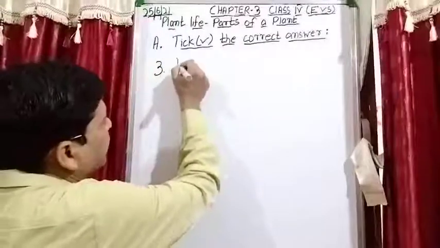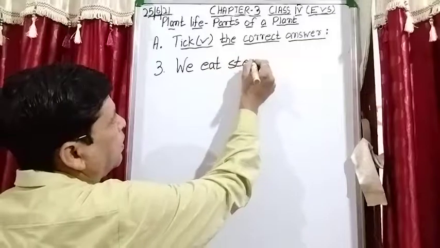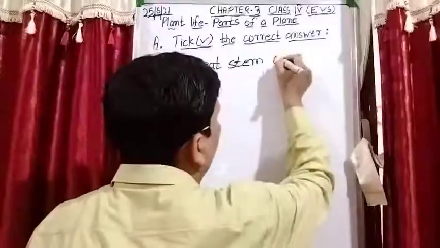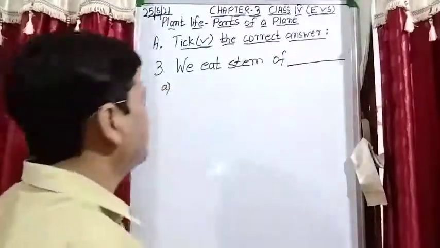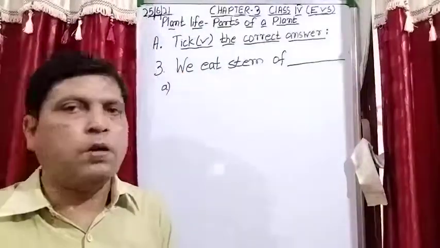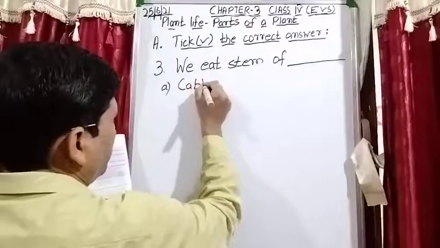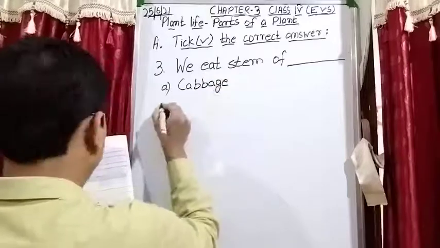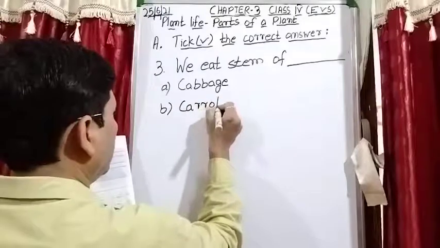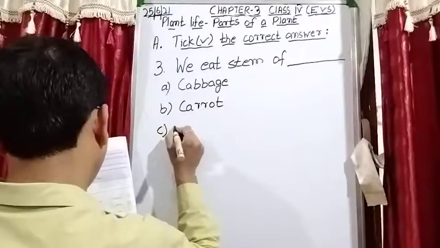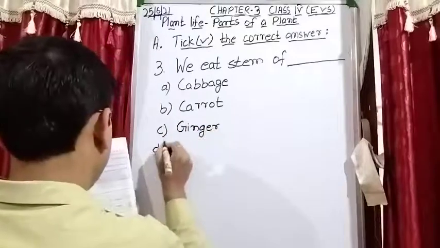Third question, we eat stem of dash. Option number A, cabbage. B, carrot. C is the ginger. And D is the wheat.